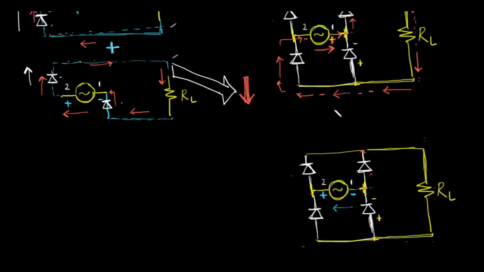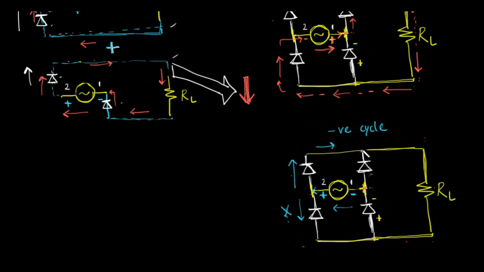All right, so this is the negative cycle. The voltage source supplies current in this direction. At this junction, which diode will conduct? Can the current go downwards? No, because this diode will not allow the current to go downwards. Okay, this is not allowed. So the current will go upwards and it will go here.